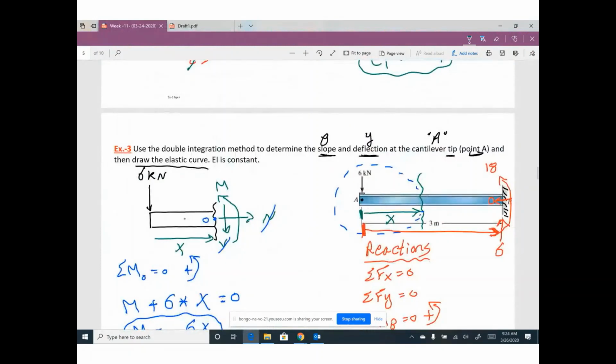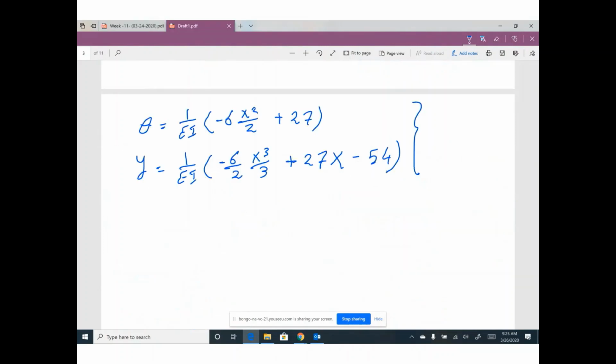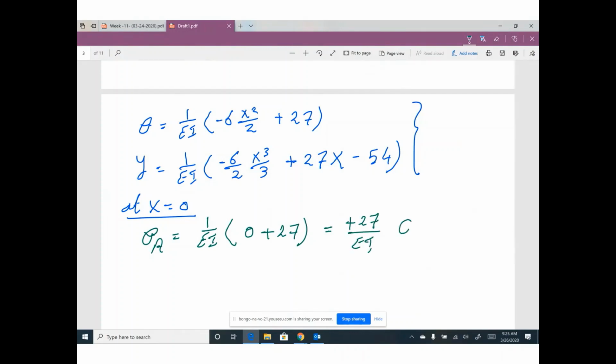We are looking for theta and y at point A, tip of the cantilever. So point A, at what distance? I am starting from left and I would like to reach point A. So what is the distance x? I think your distance x is 0, because you're starting from left and your point is on the left. So at x equals 0, I can figure out the value of theta at A equals 1 over EI, 0 plus 27. Your final answer will be positive 27 divided by EI. Positive means counterclockwise.